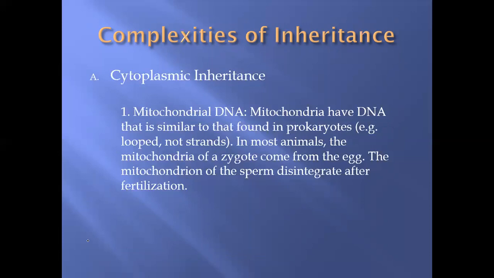So mitochondria are pretty cool. If you remember from chapter 6, when we talked about different organelles, we said that mitochondria resemble prokaryotes, right? They have a double wall structure, like the cell wall and cell membrane found in bacteria. And they also have a chromosome that is looped, not in strands. So that chromosome resembles a bacterial chromosome.